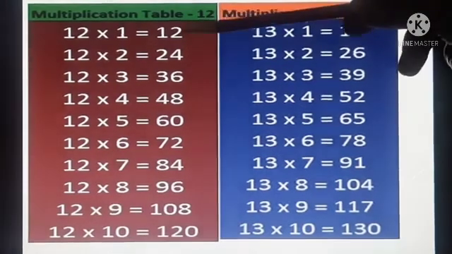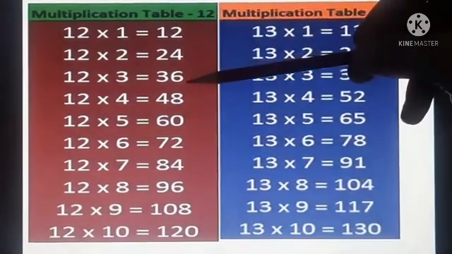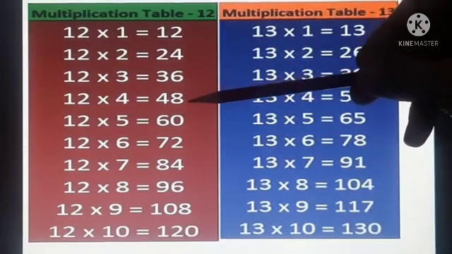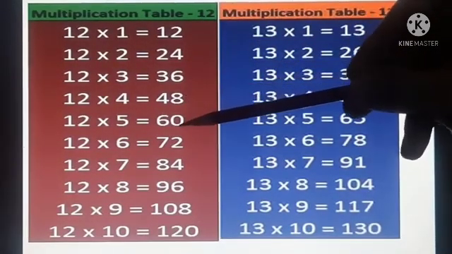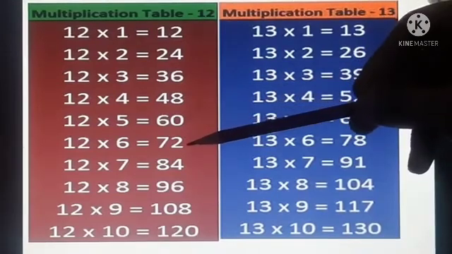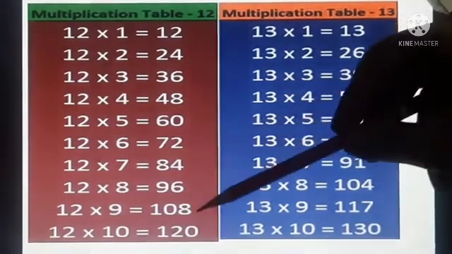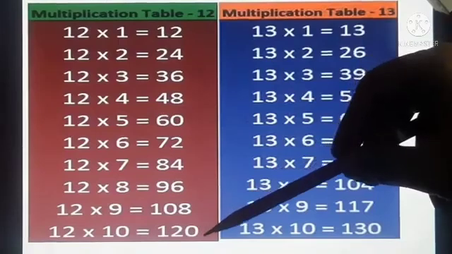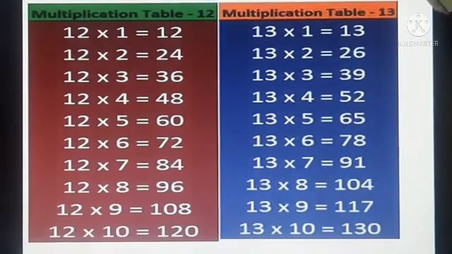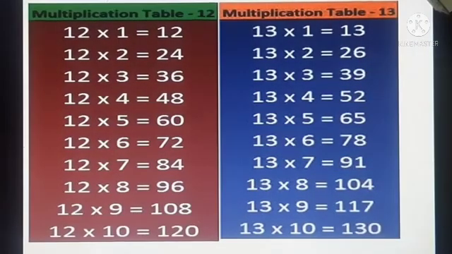12 ones are 12, 12 twos are 24, 12 threes are 36, 12 fours are 48, 12 fives are 60, 12 sixes are 72, 12 sevens are 84, 12 eights are 96, 12 nines are 108, 12 tens are 120. You have to speak with me, okay? Are you speaking, all of you?